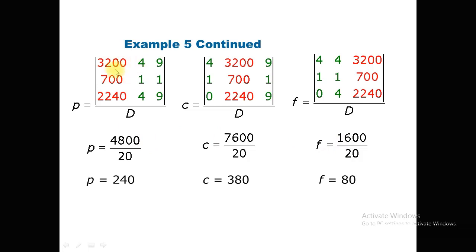So here the determinant value of dp is 4800, the determinant value of dc is 7600, and the determinant value of df is 1600. Dividing these results by 20, we obtain the value of p is 240, the value of c is 380, and the value of f is 80.